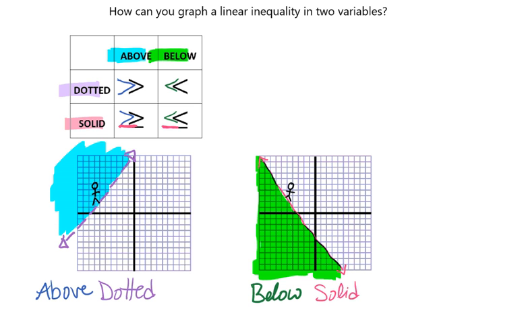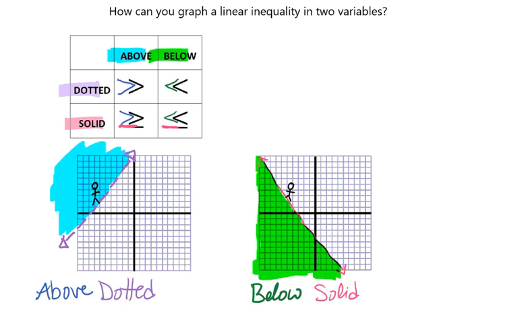Now, if we go over to our above and dotted example, if I have a point right here, that would not be a solution because it is not inside of my colored shaded area, and so it would be no solution. If I had a point right here, that would be a solution because it's inside of my colored region. But if I had a point that was right here on my line, that would be no solution. Because my line is a dotted line, that means anything on that line is not a solution.